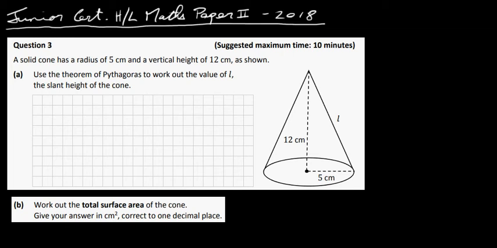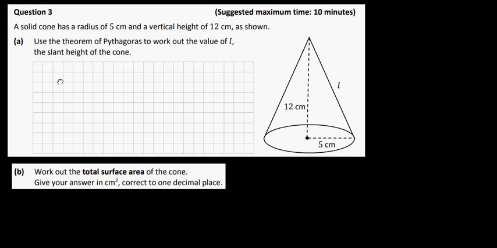Right, so let's have a look at the Junior Certificate Higher Level Maths Paper 2 for 2018. This is question 3 and 4. So question 3 here we'll do first. We have a solid cone which has radius 5 centimeters and height 12 centimeters. Its length here, L, we don't know yet. Use the theorem of Pythagoras to work out the value of L, the slant height of the cone.